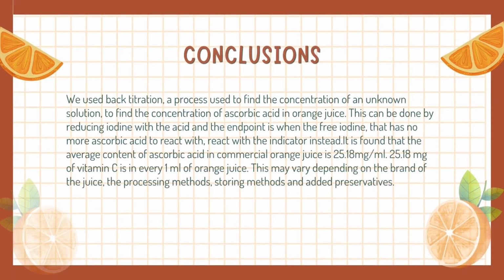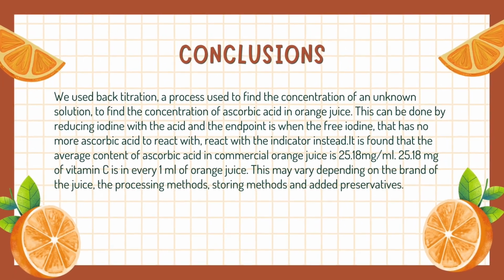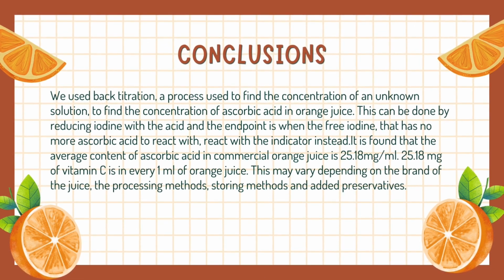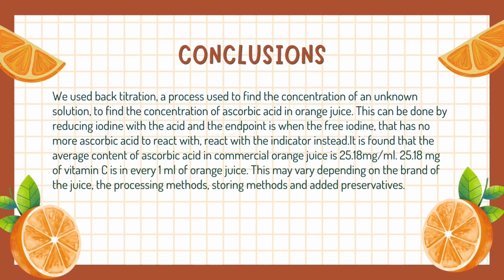To summarize what we have done today, we use back titration, a process used to find the concentration of an unknown solution, to find the concentration of ascorbic acid in orange juice. This can be done by reducing iodine with the acid, and the endpoint is where the free iodine that has no more ascorbic acid to react with reacts with the indicator instead.